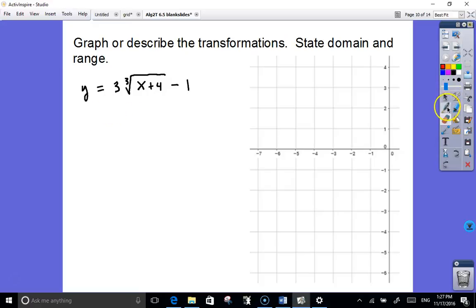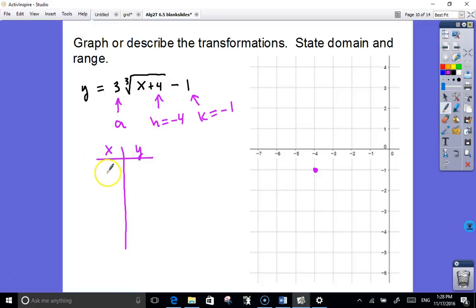So again, let's see. So this a, h equals negative 4, k equals negative 1. Okay, so the h, k is the middle. Negative 4, negative 1. Okay, if I make my table of values, I definitely want to have that point in there. Negative 4, negative 1. Okay, now if I want to stick to values that are going to lead to the cube root of perfect cubes, I'm pretty limited here, right? I mean, I can definitely go to minus 5 and minus 3.